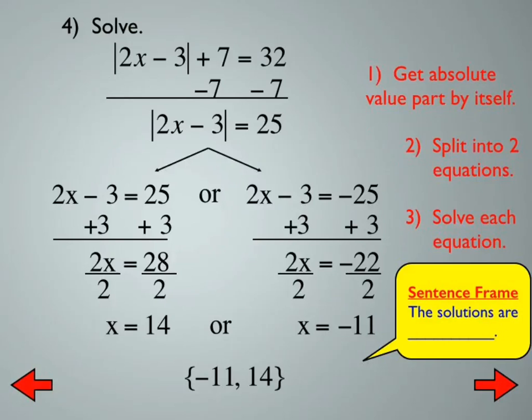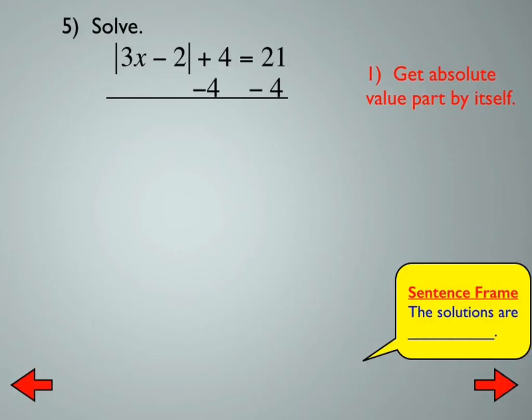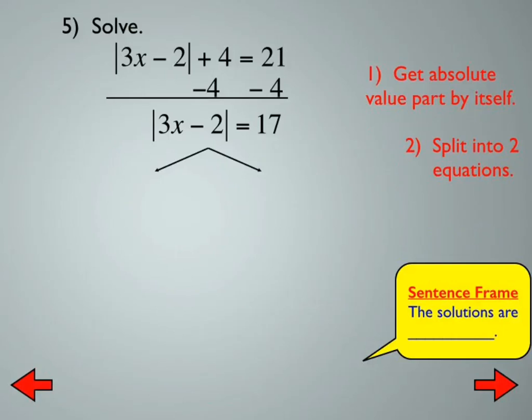All right, try number 5 all the way through. All right, Emily, obviously we had to subtract 4 from both sides first, right, to get the absolute value part by itself. Then we split it up into 3x minus 2 equals 17, or 3x minus 2 equals negative 17, right? Then what'd you get? I got the solutions are 19 over 3 and -5. Okay, and then if you're going to write it in braces, just make sure you put the -5 first.